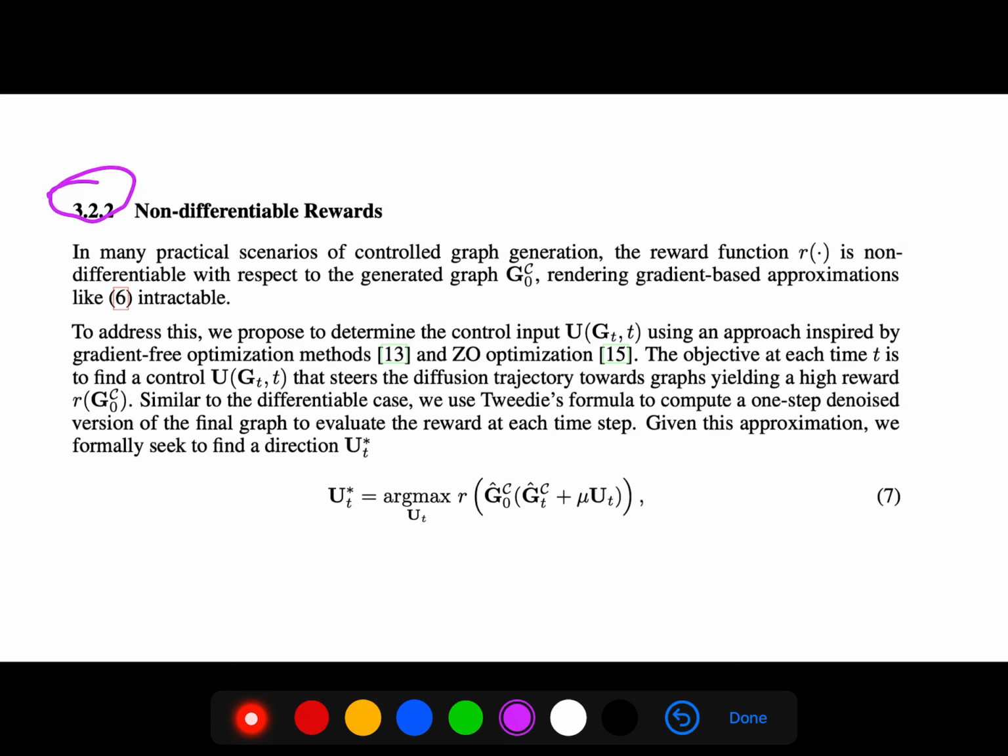And in the second part, they talk about non-differentiable rewards, because sometimes in controlled graph generation the reward is non-differentiable. Like the previous 3 videos, we had a non-differentiable reward function. Of course, we didn't use the word reward, but now that you understand all of this, you can think about it as a reward function. So we seek to find a direction, like a control input, using an approach inspired by gradient-free optimization.